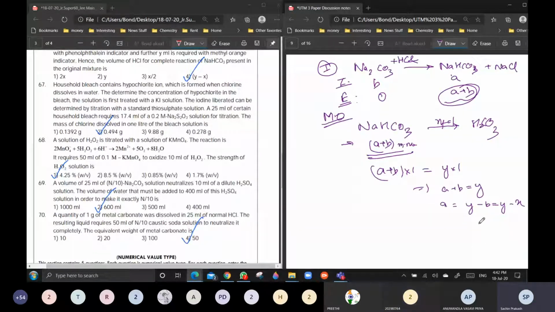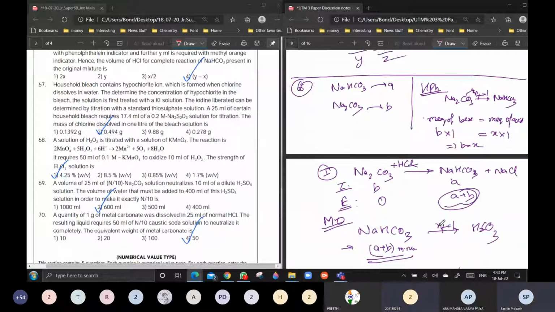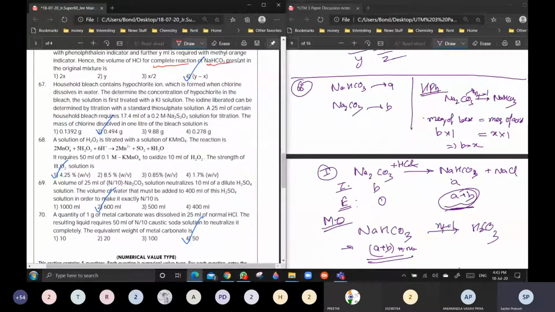See, after the first step it will be A plus B. Initially, we also have A millimoles of NaHCO3, no sir? Yeah. Initially we have A. B is completely consumed, and here you will be getting B. So after the first step, you will have A plus B millimoles. That will be indicated by methyl orange. Now it is saying the volume of HCl for complete reaction of Na2CO3 only in the original mixture, not after the first step mixture. In the original mixture, you have only A millimoles. Getting my point? Yes, sir. Okay.